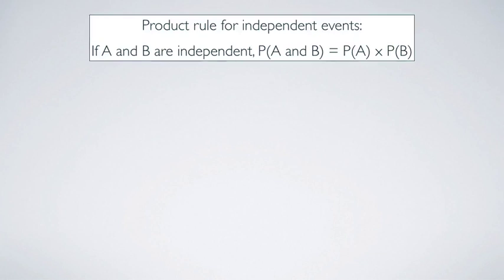Now that we know how to check for independence, let's see what we can do with events once we find out that they're independent. The product rule for independent events says that if A and B are independent, then the probability of A and B happening is simply the product of their probabilities.